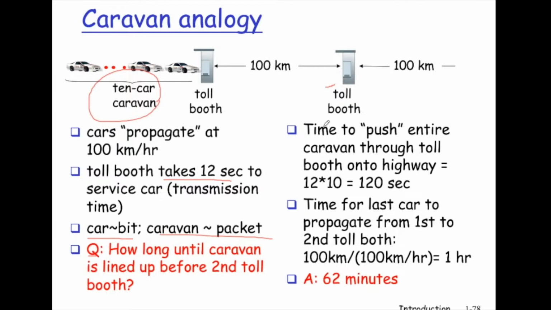So it's the transmission delay plus the propagation delay. What is the transmission delay? We have 12 seconds of service per bit, and there are 10 bits. So the time to push the entire caravan out of the toll booth is 2 minutes. And then the propagation delay is for the car to travel 100 kilometers, so 100 kilometers divided by the propagation speed. So we have 60 minutes here. And so altogether, 62 minutes before the entire caravan reaches the second toll booth. So you see, in this case, the transmission speed is very fast and the propagation speed is slow.